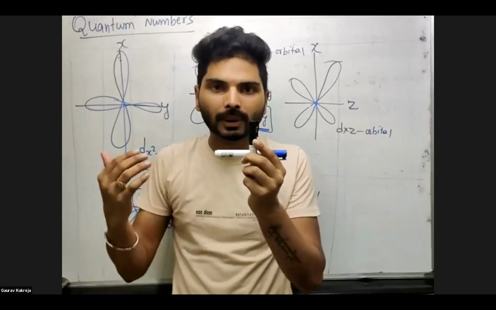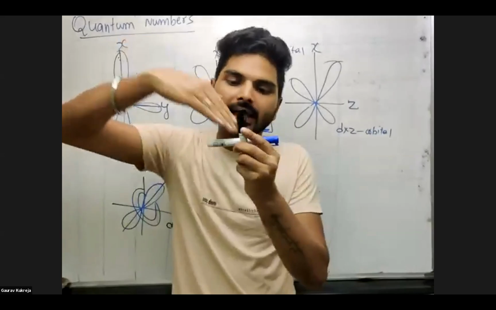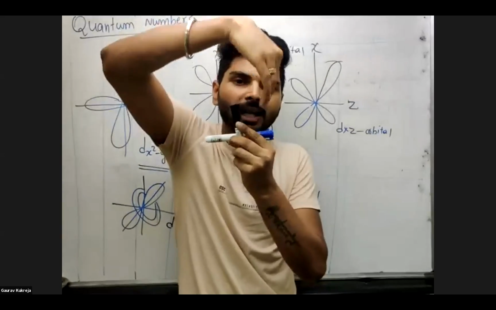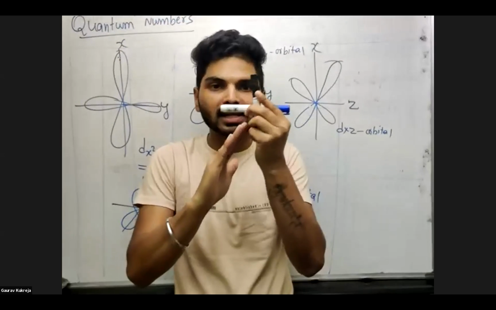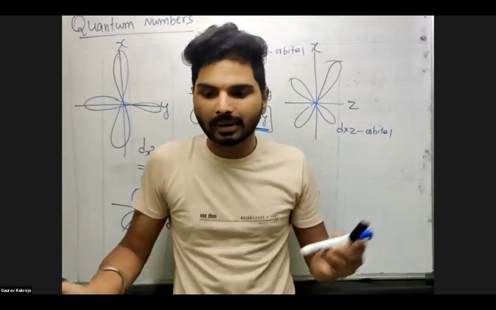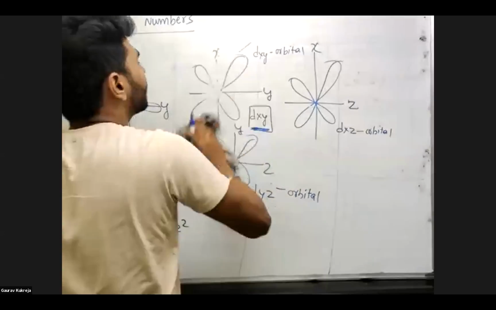So then how will it be? You have to imagine one shape. See, here their presence is there, here you expect their presence, here you expect their presence at 45 degrees, here you expect it. Then it will look like a double dumbbell, right? So the shape is imagined. You have to imagine this shape.